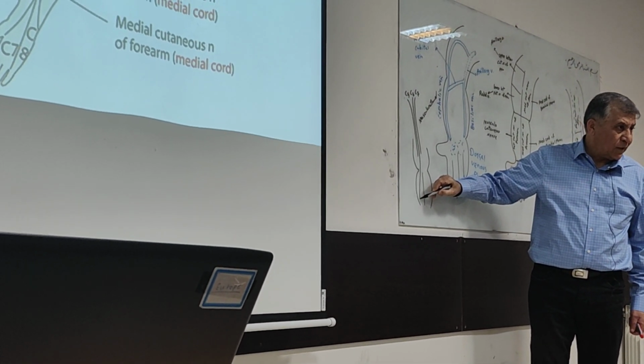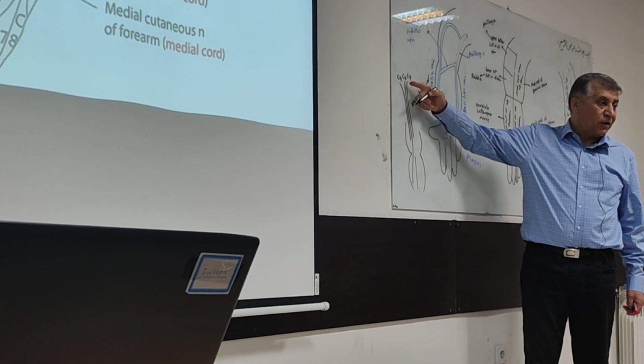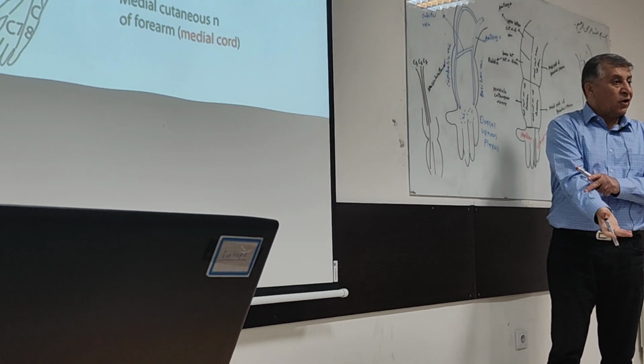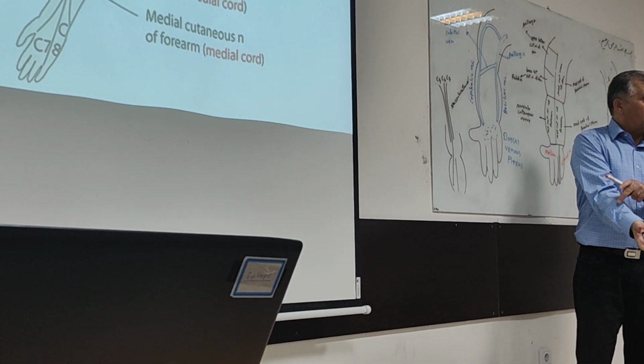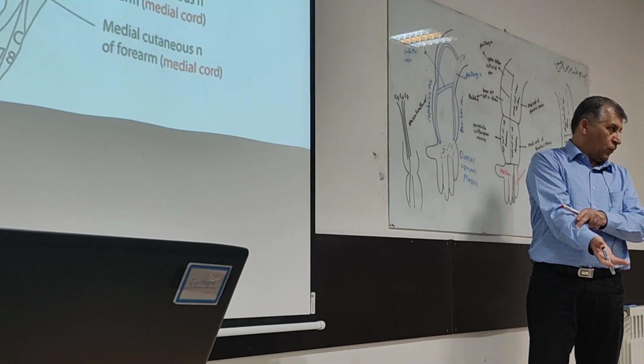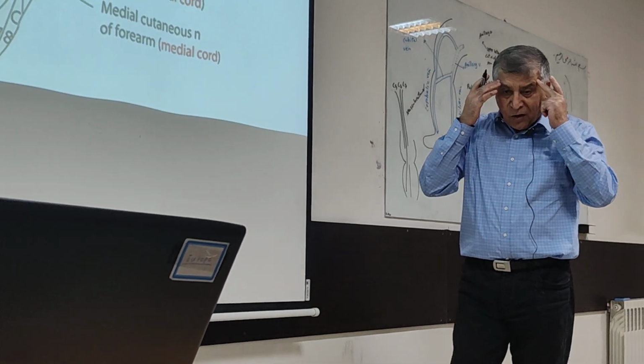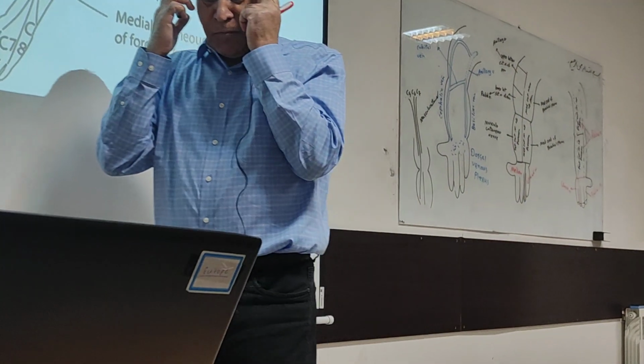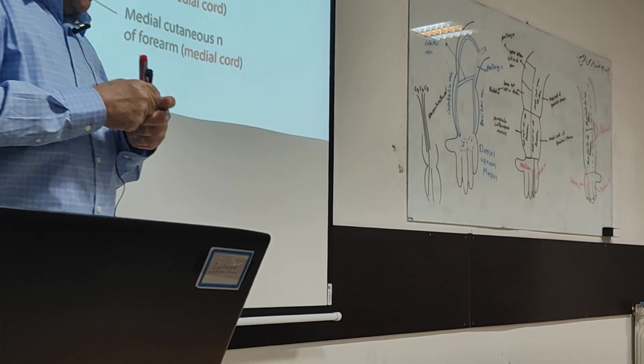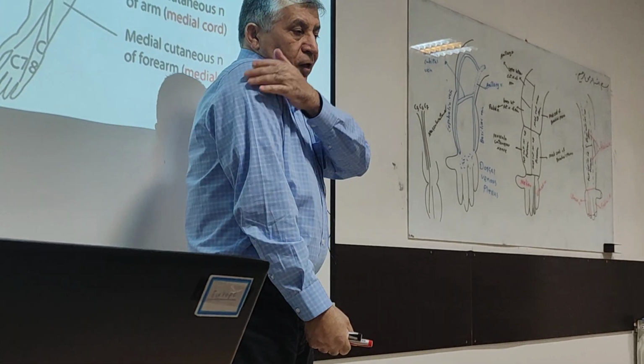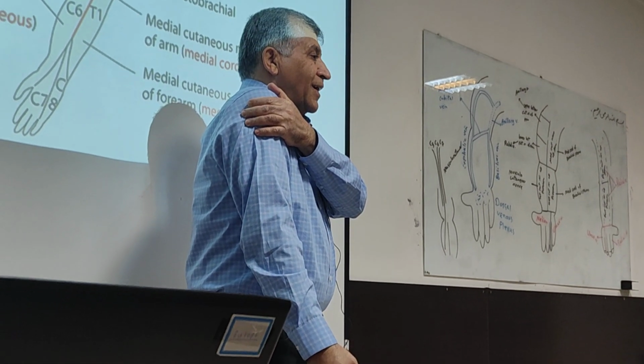C6 spinal nerve is dominant for innervation of the cutaneous area of the lateral side of the forearm. You must memorize the dermatomes of the upper limb. This muscle is the deltoid.